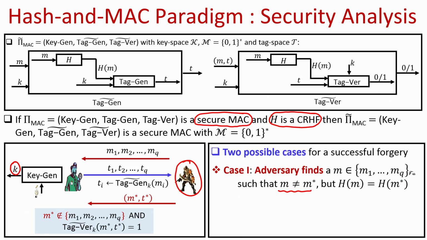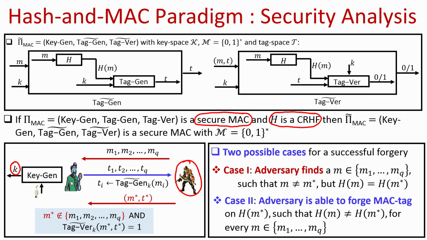So, this is one of the possibilities under which the adversary could come up with the forgery M star comma T star. The second case could be that it may so happen that the hash of the message M star is different from the hash of all the messages for which the adversary has queried for the tag. But even if the hash of the message M and the hash of the message M star are different, it may so happen that the adversary is able to actually forge a tag on the fixed length input, namely the hash of the message M star. If that is the case, then again, whatever forgery M star comma T star the adversary has submitted will be considered a valid forgery.